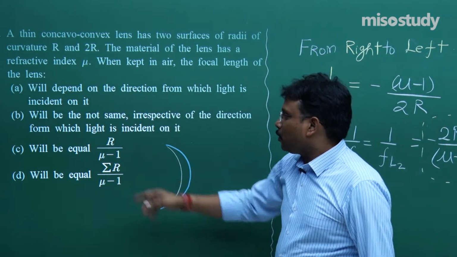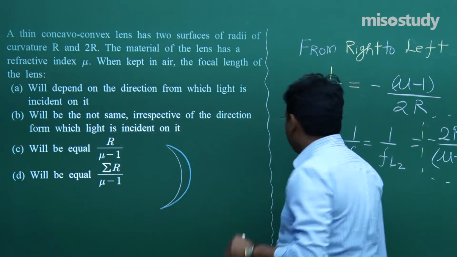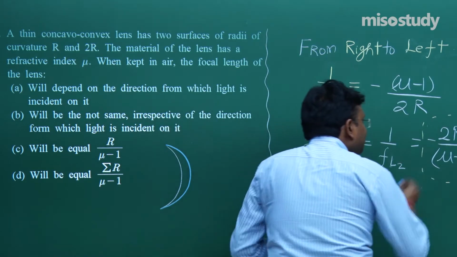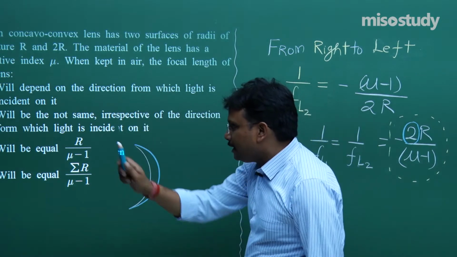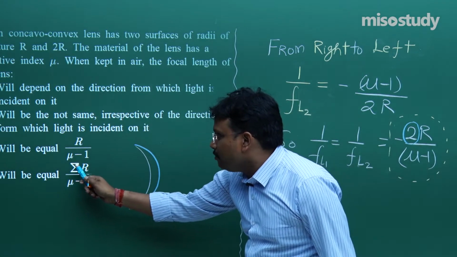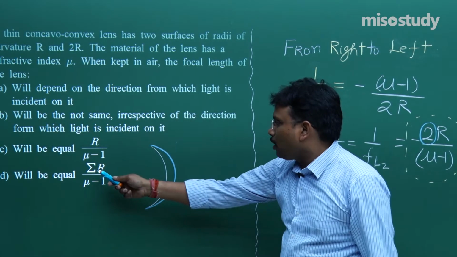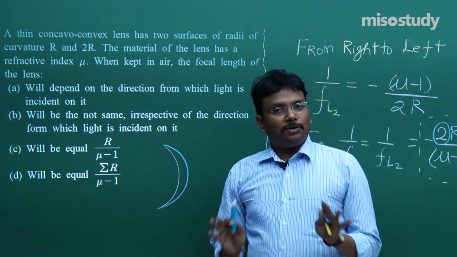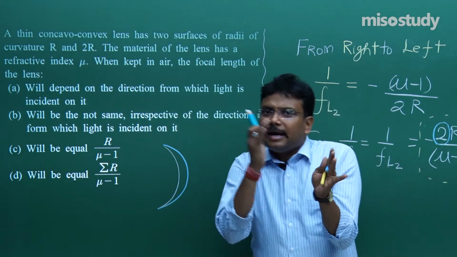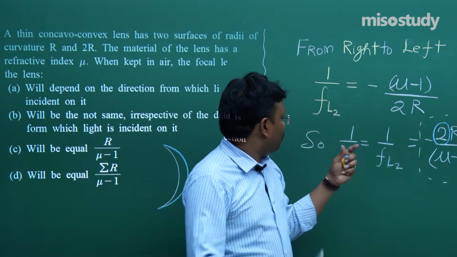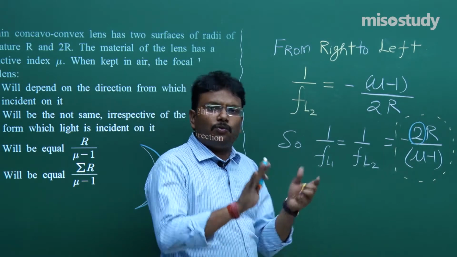Will be equal to R upon mu minus 1. No, not only R, because this 2 is here. So ultimately the best option is sigma R upon mu minus 1. Sigma means 2 lenses, 3 lenses and so on. So accordingly the correct option is D. Now the question is not difficult, the formula is not difficult, the approach is slightly different. And if you don't like this term FL2, you can simply write it F1, F2, no problem on that part.